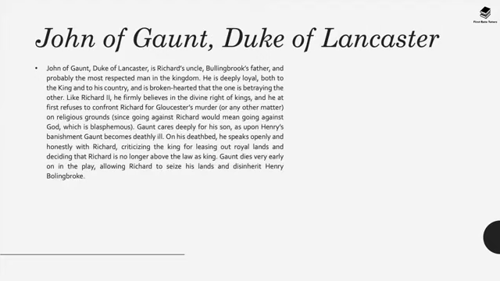John of Gaunt, Duke of Lancaster, is Richard's uncle, Bolingbroke's father, and probably the most respected man in the kingdom. He is deeply loyal, both to the king and to his country, and is broken-hearted that the one is betraying the other. Like Richard II, he firmly believes in the divine right of kings, and he, at first, refuses to confront Richard for Gloucester's murder, on religious grounds.